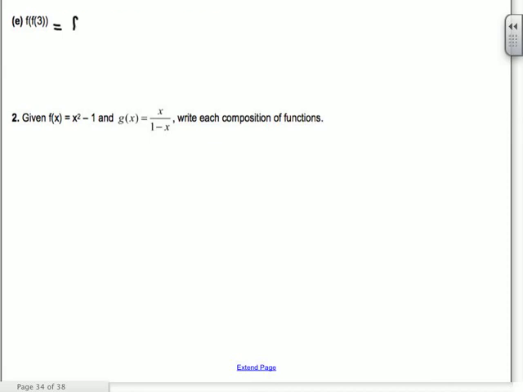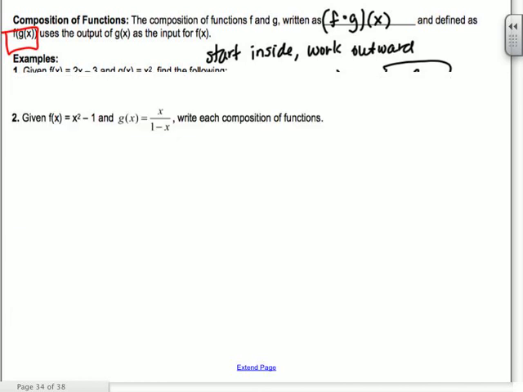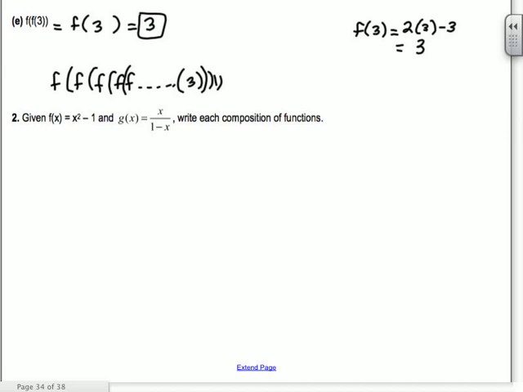And then E is f of f of 3. So you need to find what f of 3 is. f of x was 2x minus 3, so it's 2 times 3 minus 3. So you have 6 minus 3, which is 3. So you have f of 3, and f of 3 we just found was 3. This one's cool because this is called a recursive function. Basically if I had f of a whole bunch of them of 3, it would always be 3, right? So it works for that number. It's not going to work for every number, but it works for that one.